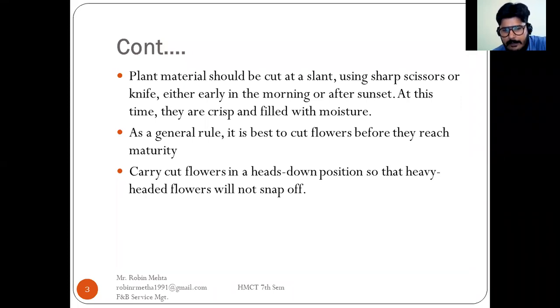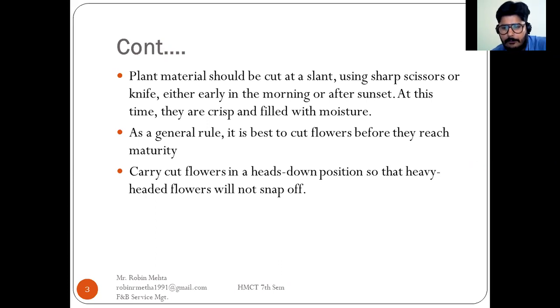And next point, carry out flowers in a headed down position, so the heavy headed flowers will not snap off. Whenever you are purchasing plants from the market, always try to purchase plants in good condition, especially if they have heavy heads, like a big bunch or big flowers. Heavy head means many leaves or many stems.